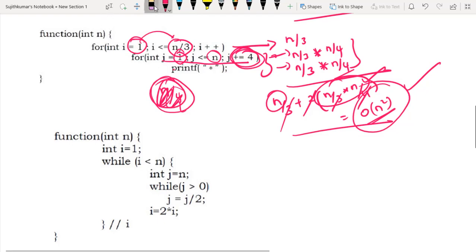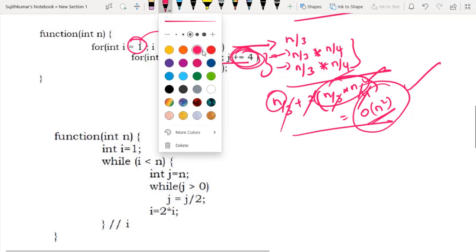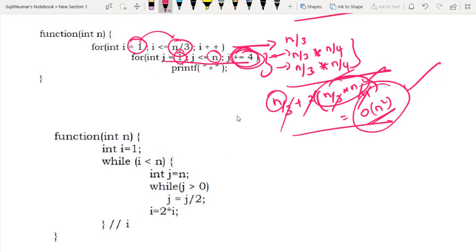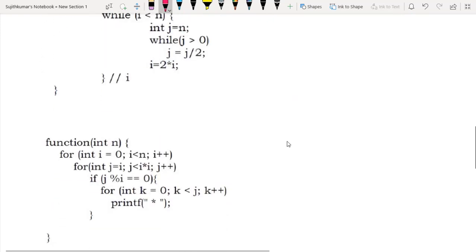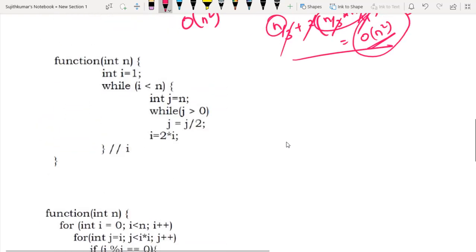Just a minute, sorry. Yeah, so big O of n square for this question, right? Super. So I think I have one more question. I have two more questions, three more. Sorry. Okay.